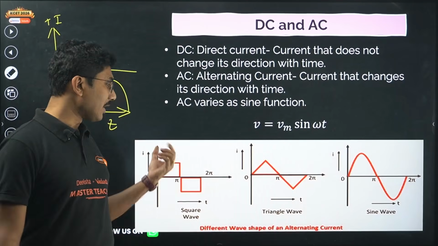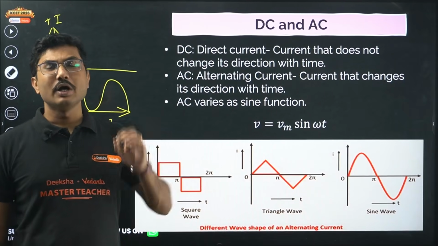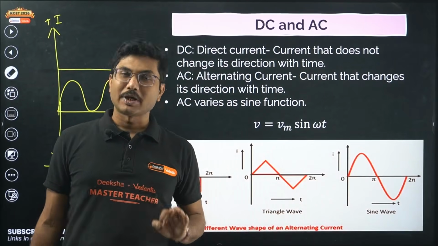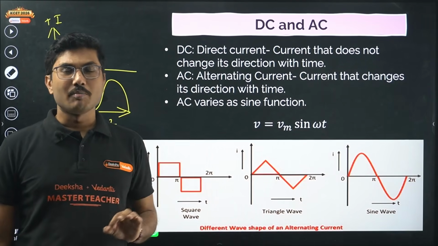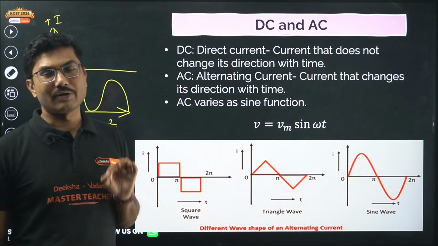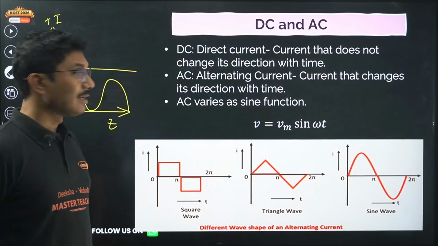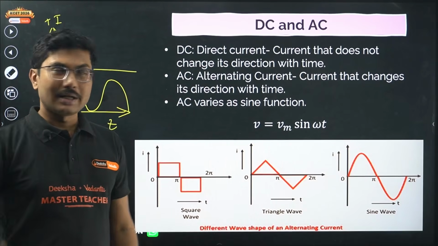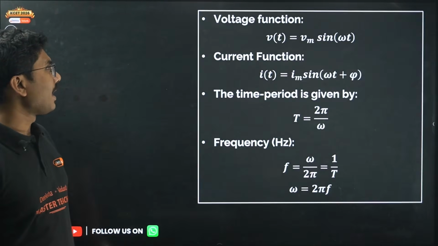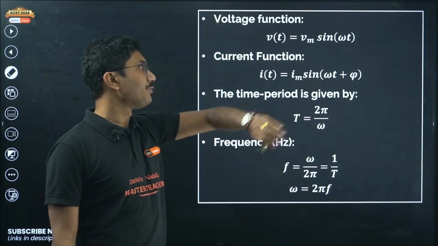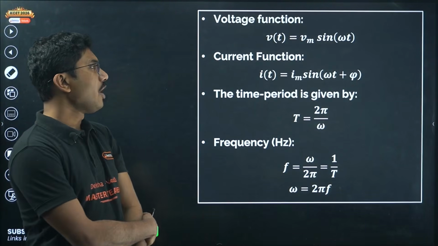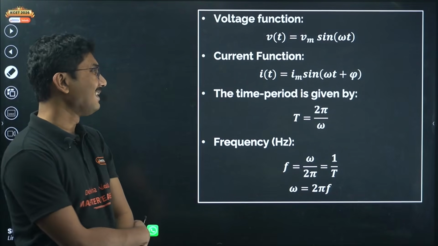You have to identify: if it is both positive and negative, then it will be AC. If it is only positive or only negative, even though there is a variation, then that will be a DC current. Is this fundamental concept clear? Now let's move on to the next part. As we have seen, in this chapter we will be using the voltage function V equals Vm sine omega t.